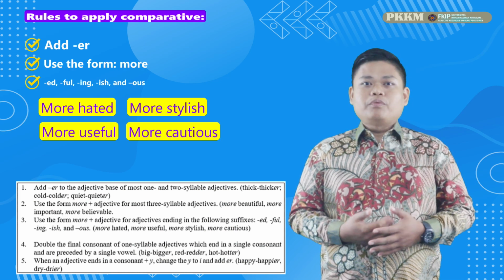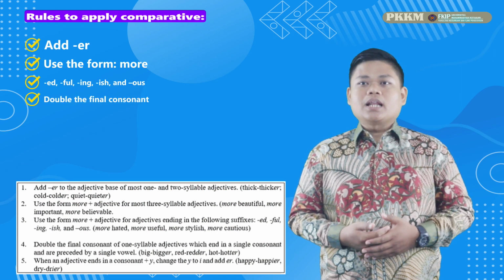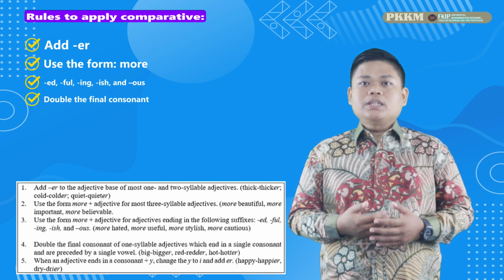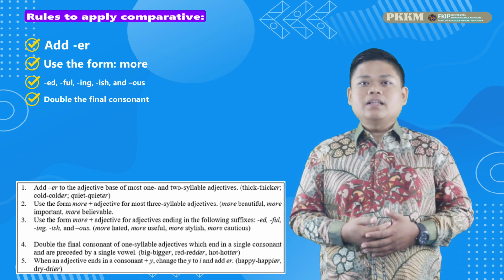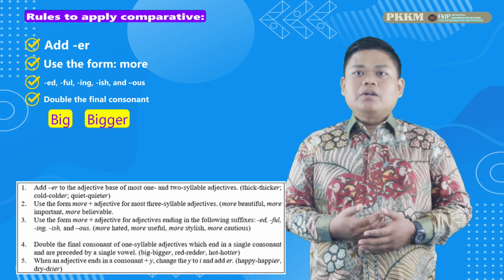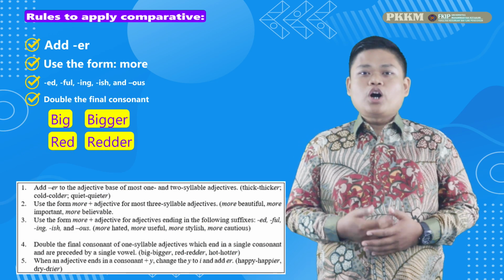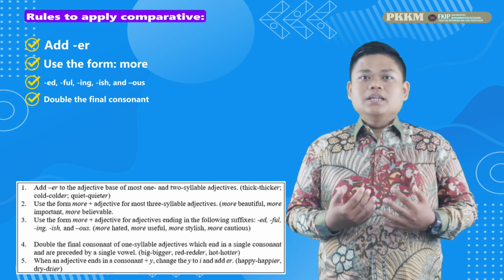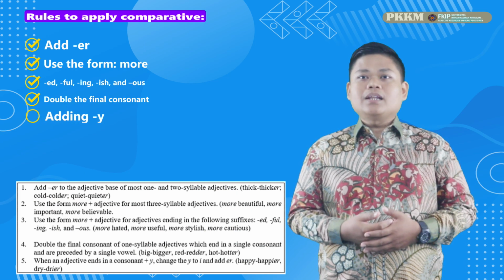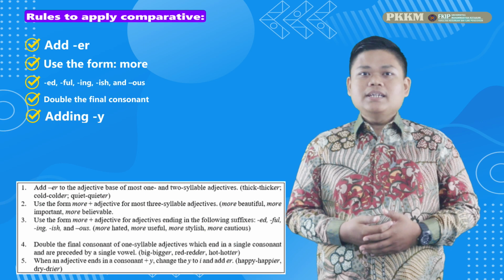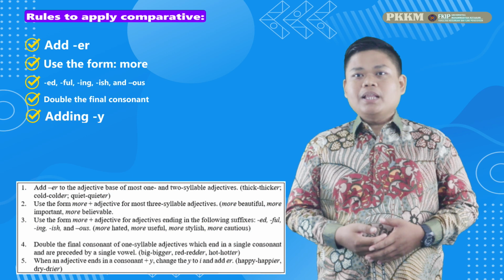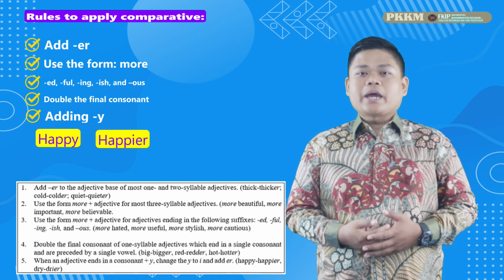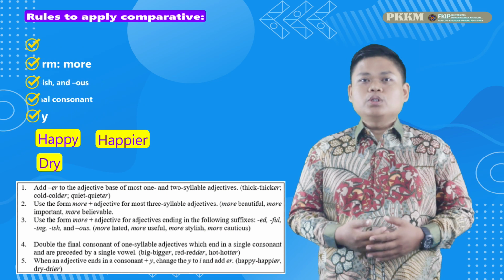The fourth rule is double the final consonant of one syllable adjective which end in a single consonant and are preceded by a single vowel. Take for example, big, become bigger, red, become redder, hot, become hotter. The last rule is when an adjective ends with consonant plus y, change the y to i and add er. Take for example, happy, become happier, dry, become drier.